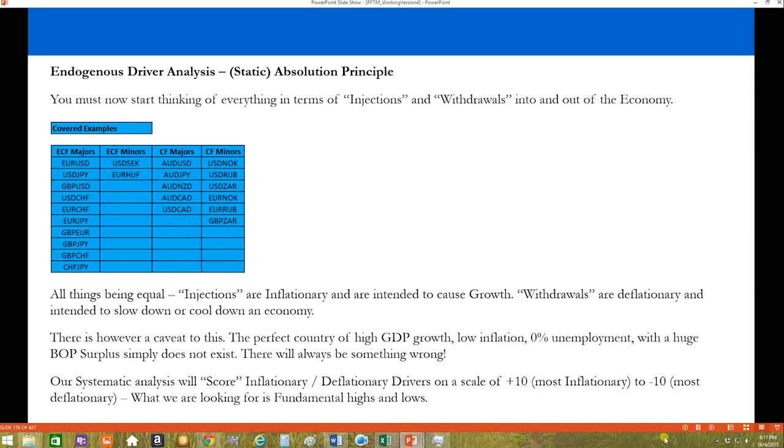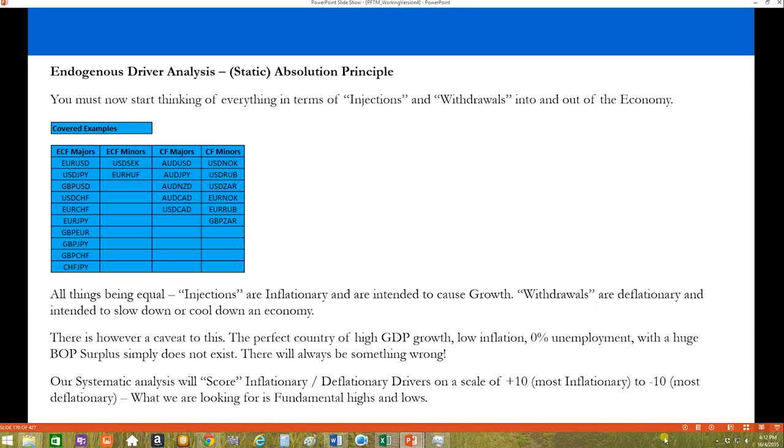So now, with the endogenous driver analysis and overall in macroeconomics, what you need to do is start thinking of everything, literally everything, in terms of injections and withdrawals into and out of the economy. So what do we mean by this? Well, let's have a recap. All things being equal, injections are inflationary and are intended to cause growth. Withdrawals are deflationary and intended to slow down or cool down the economy.